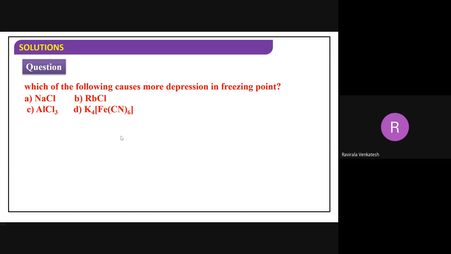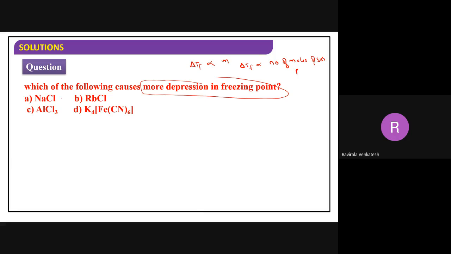Now tell me, beta, which of the following causes more depression in freezing point? Depression in freezing point, delta Tf, is directly proportional to molality, that is, the number of moles of solute and particles. And not only depression in freezing point but also relative lowering of vapor pressure, elevation of boiling point, and osmotic pressure. Everything depends upon the number of moles of solute, otherwise the number of moles of particles of the solute.